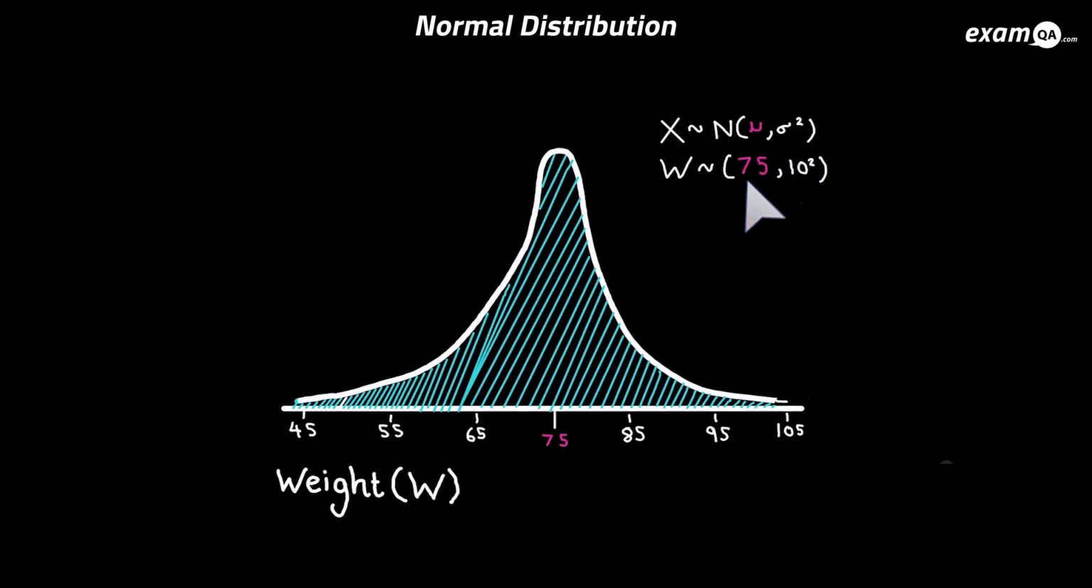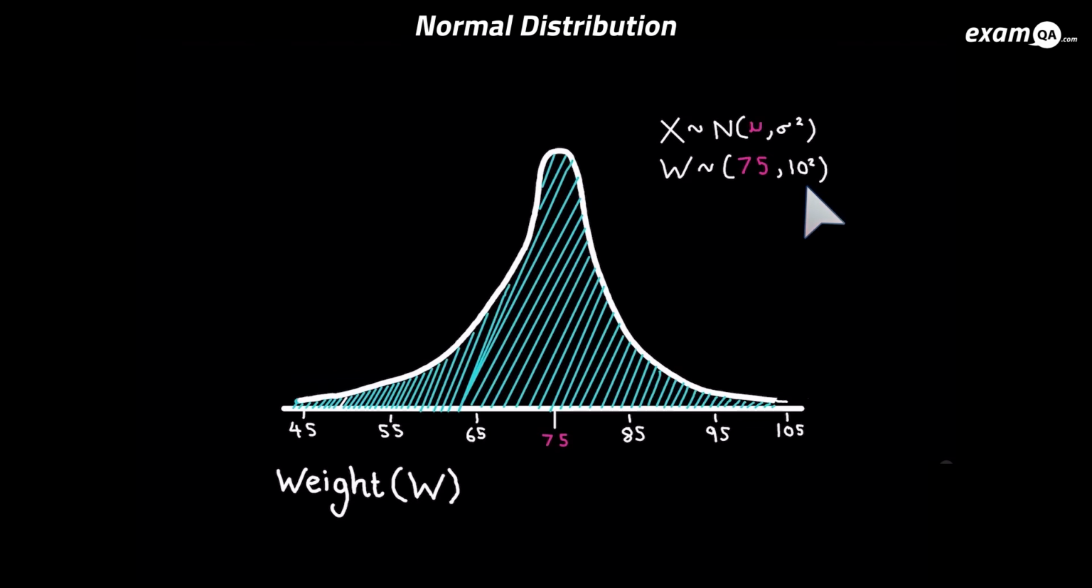Of course, in this case, the variable is not x. We've written the variable as W. And of course, we know the mean value. Looking at this graph, the mean value is 75. We always know the mean is right in the middle. And the variance is 10 squared, which means the standard deviation is 10. Remember, the variance is the standard deviation squared.